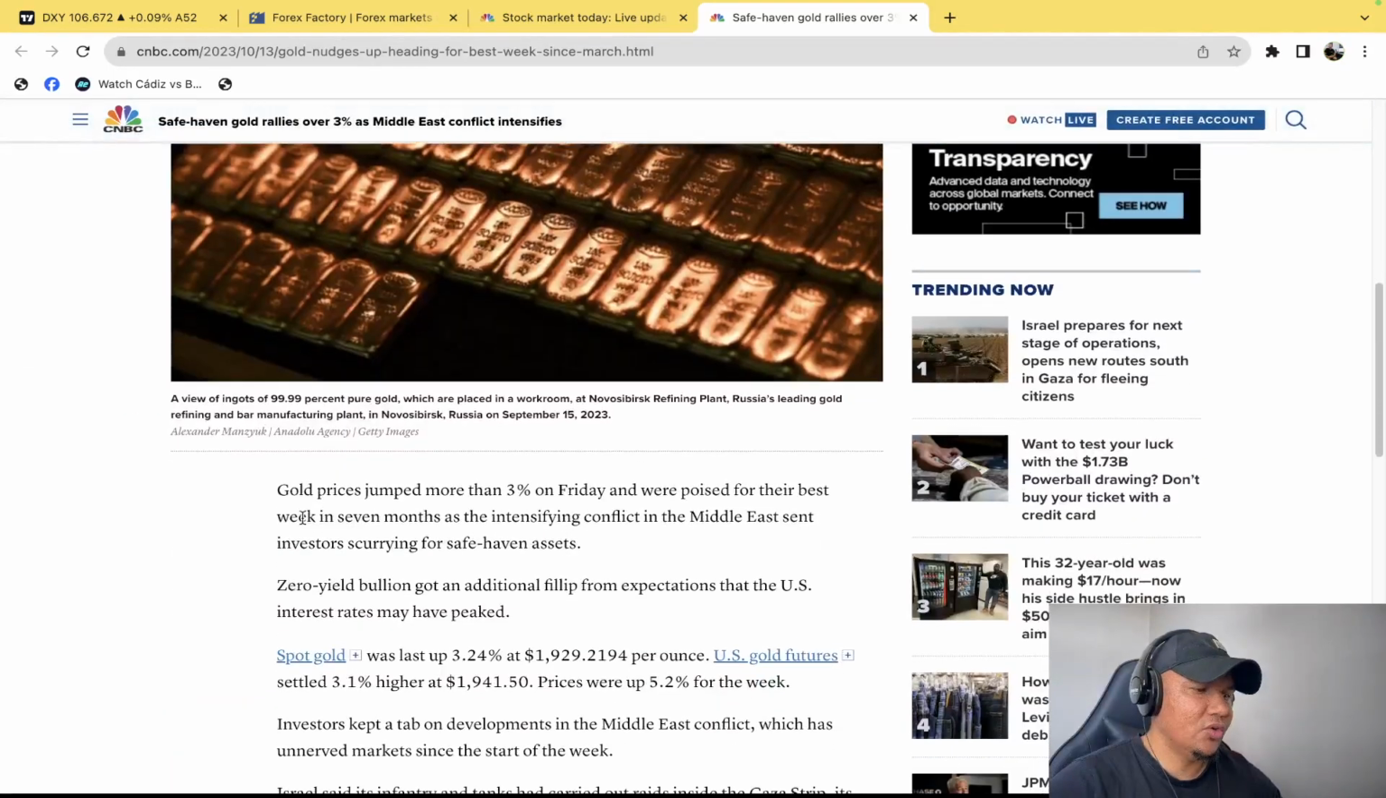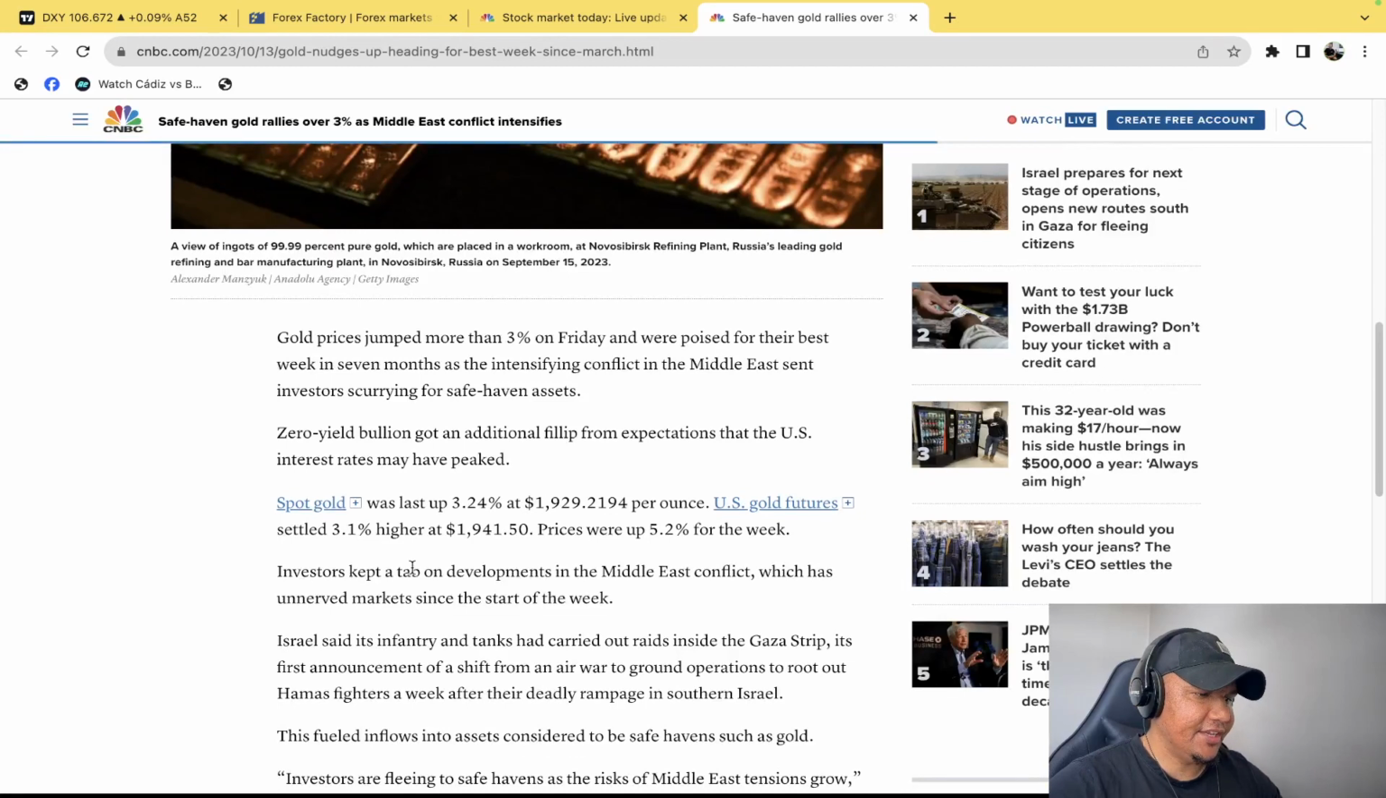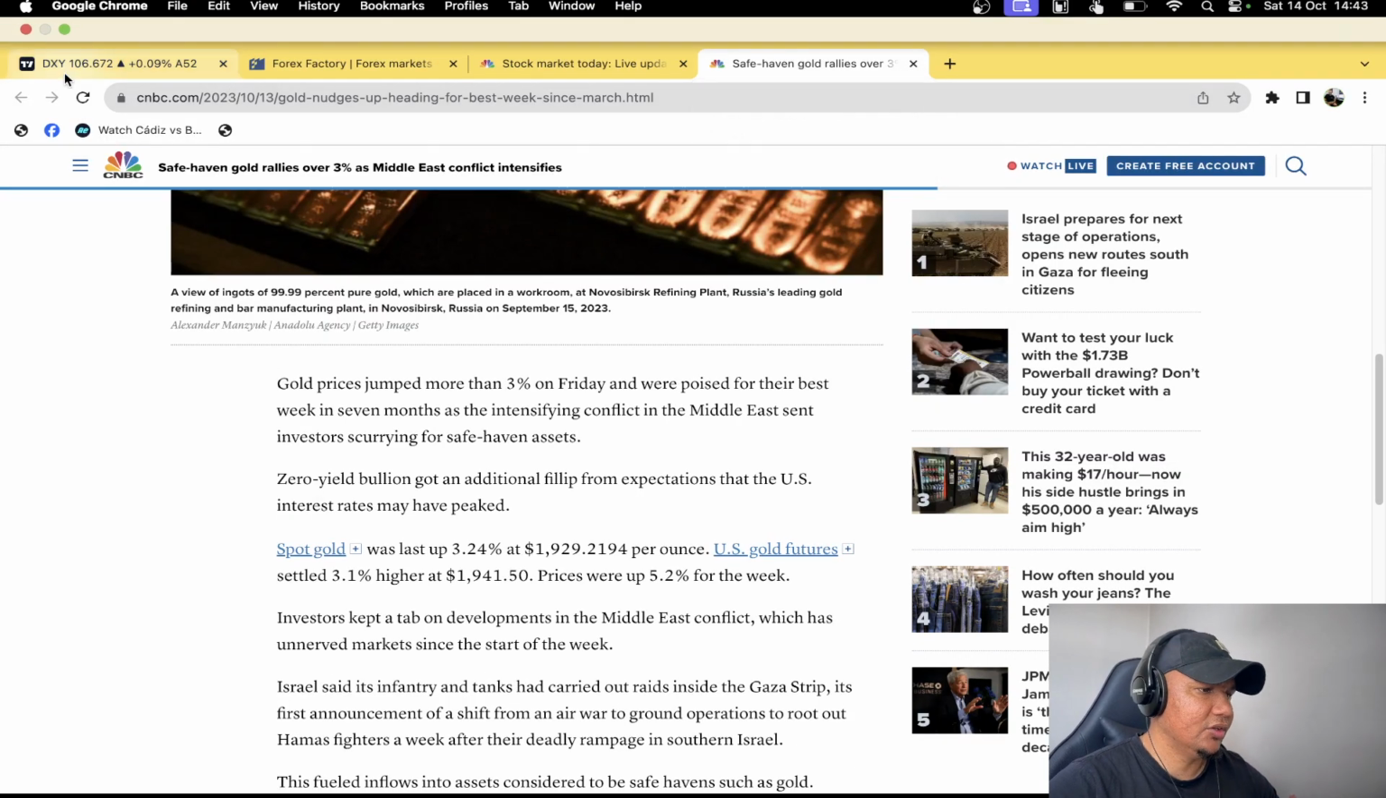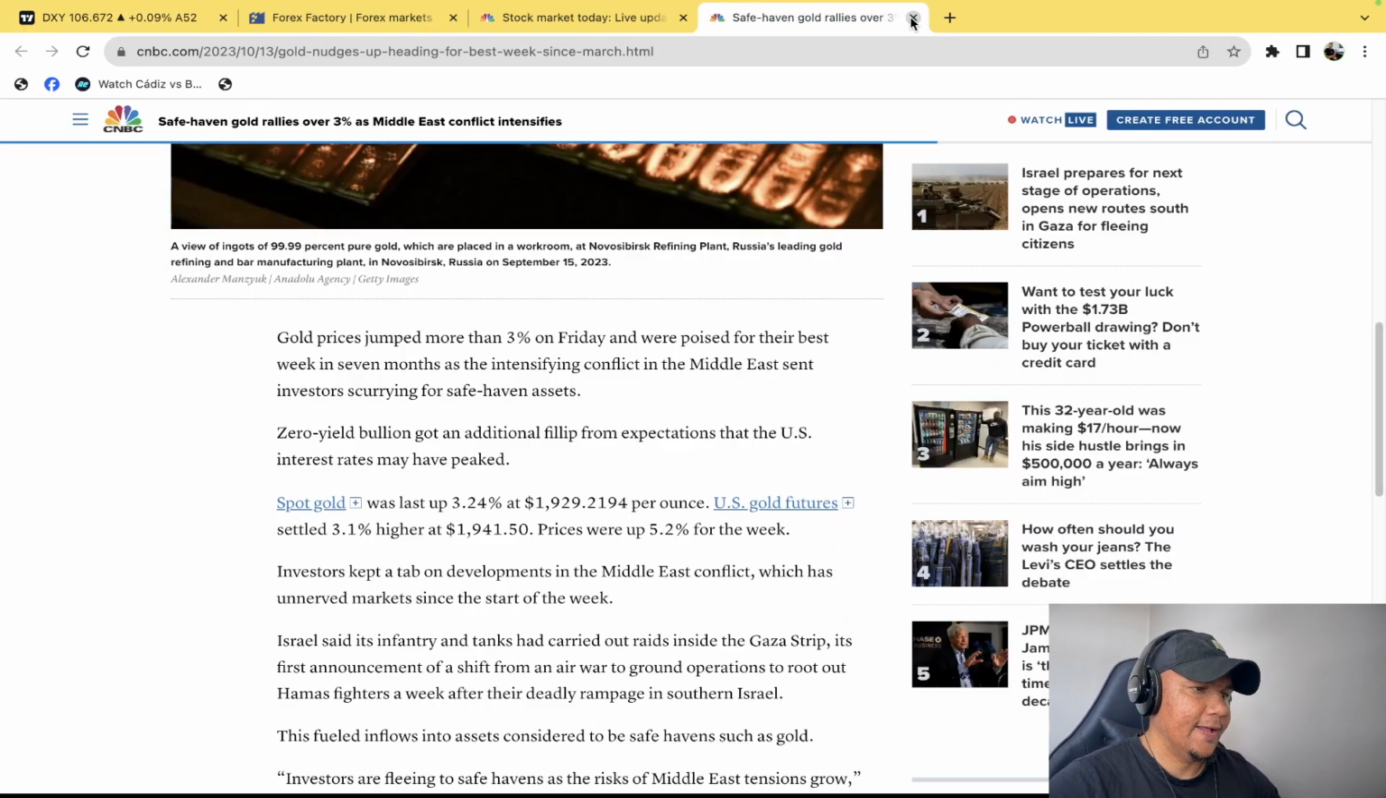Apart from that, there was also the fact that the Fed was probably not going to hike the interest rates for the rest of the year, which it's reading on the next line. It says here, gold prices jumped more than 3% on Friday and were poised for their best week in 7 months, as intensifying conflict in the Middle East sent investors scooting for safe haven assets. So you obviously know whenever there is, like with COVID, investors tend to put their money where it's safe, and that is with gold. It says here, investors kept a tab on developments in the Middle East conflict, which has unnerved markets since the start of the week. And then there's a whole story about that. So that's one of the reasons why gold was so very bullish on Friday.